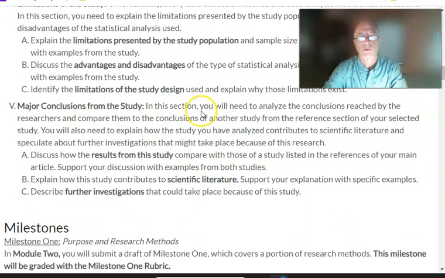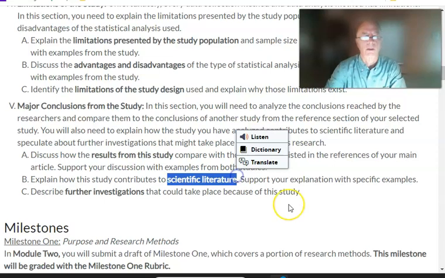Major conclusions from the study. Here in this section, you will compare to a study that's in the reference list at the end of the paper you selected, one of the three out of that list. That's the sub-prompt here, and how this paper that you select contributes to the scientific literature.